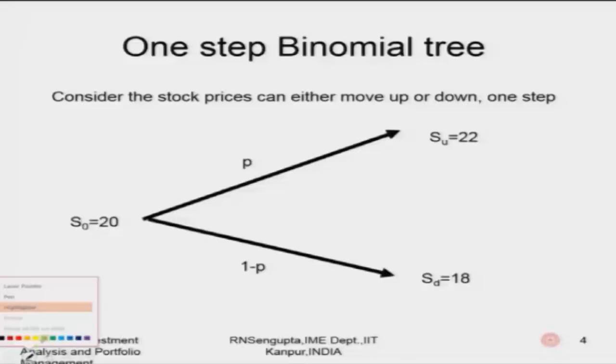So, the increase in probability is considered positive, and we consider the green line here. The probability is p, and the upper value, S underscore U, is given by 22. I am just taking theoretical values, so 20 increases to S U. Another thing: the suffix here would be used interchangeably depending on the notion I am trying to express.